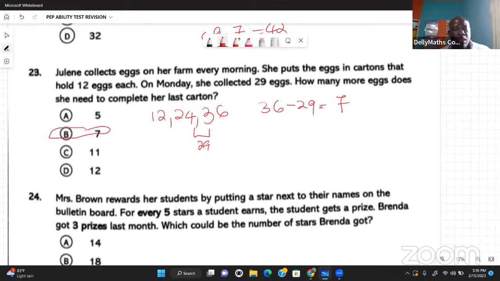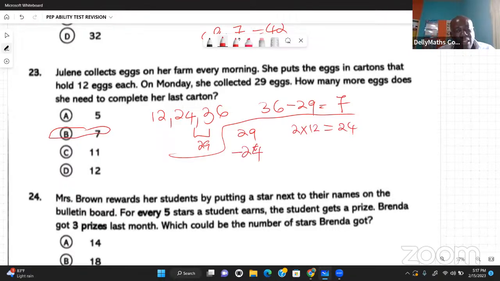Another approach is to say I have 29, which means I have 2 sets of 12, and 2 sets of 12 give you 24. So I have 2 solid sets. Let me take the 24 out of 29, and I will have 5. Then you think, how many more do I need to make 12? It's 7. Mentally you could say 7, or you could say 12 minus 5, and you'd have gotten 7.